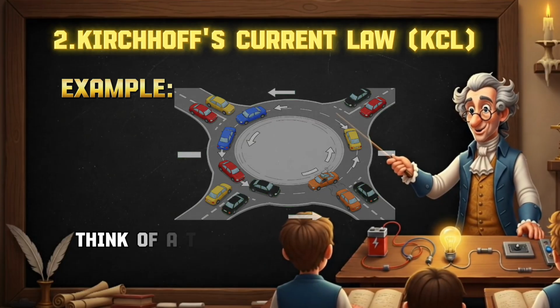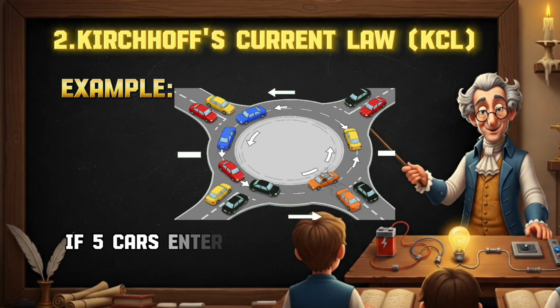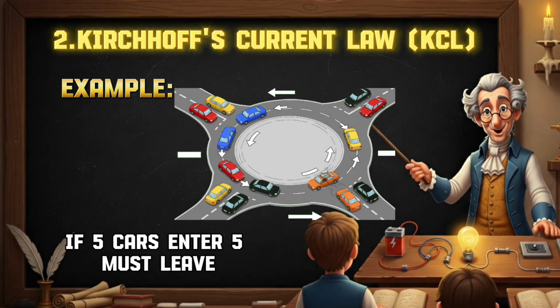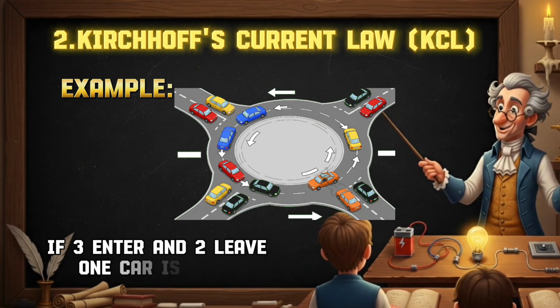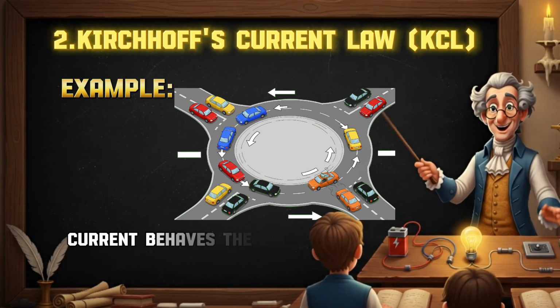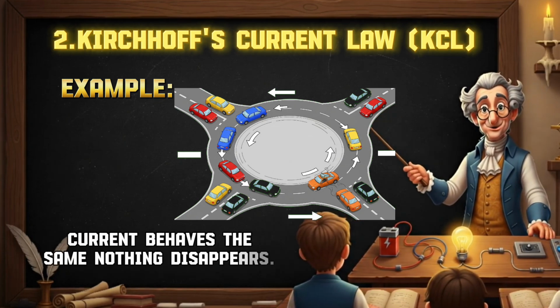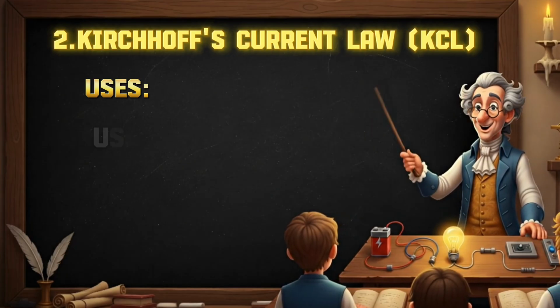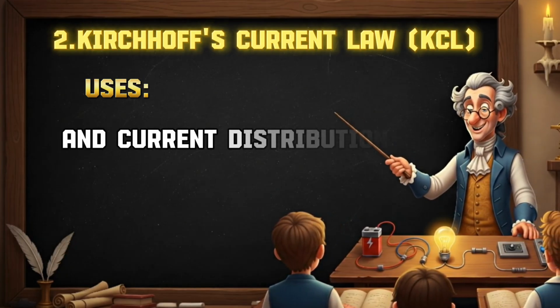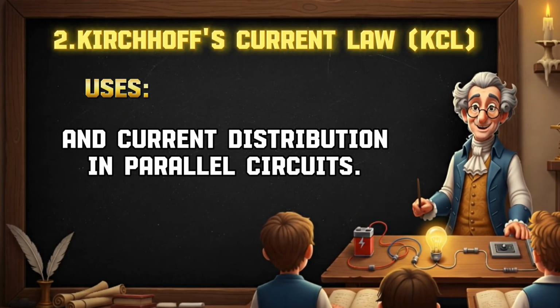Example. Think of a traffic circle. If 5 cars enter, 5 must leave. If 3 enter and 2 leave, 1 car is stuck. Current behaves the same, nothing disappears. Uses. Used in nodal analysis and current distribution in parallel circuits.